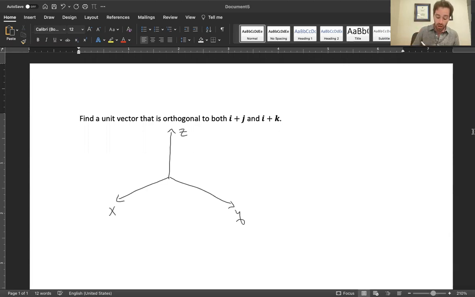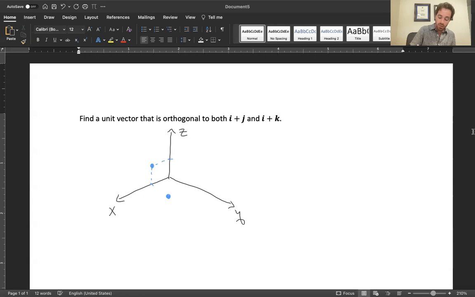I plus j means 1 along the x and 1 along the y. So that means that we're looking at this point right here. Okay, so that one right there. And then I plus k means 1 along the x and 1 along the z. So we're going out to here.